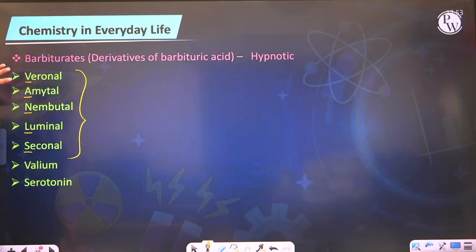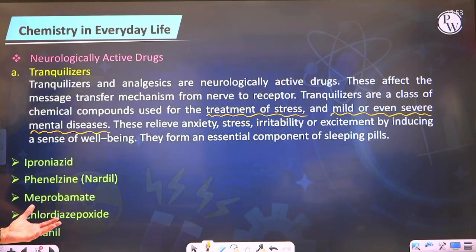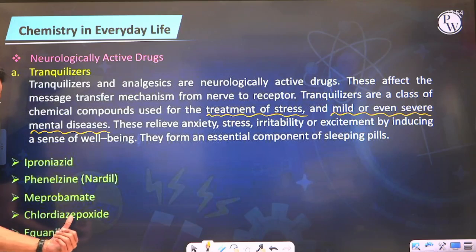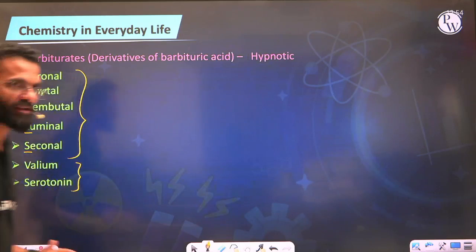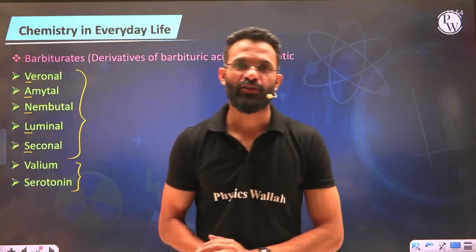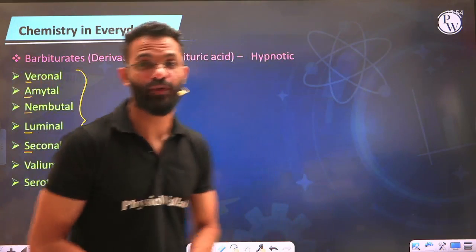Veronal, amytal, nembutal, luminal and seconal. Other than this, there are two more called Valium and serotonin. So iproniazid, phenelzine, meprobamate, chlordiazepoxide, equanil, Valium and serotonin, you remember them together, and then simply add barbiturates: veronal, amytal, nembutal, luminal and seconal. Alright, so this category of drug is what you call tranquilizers.